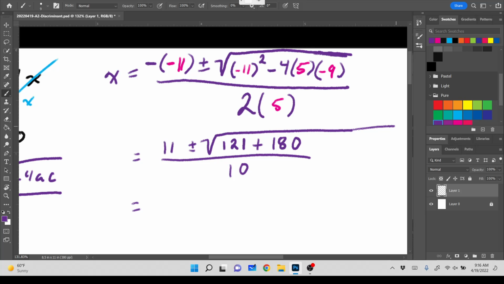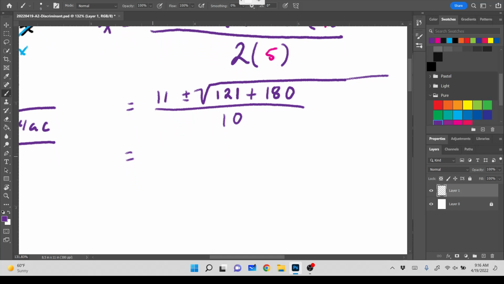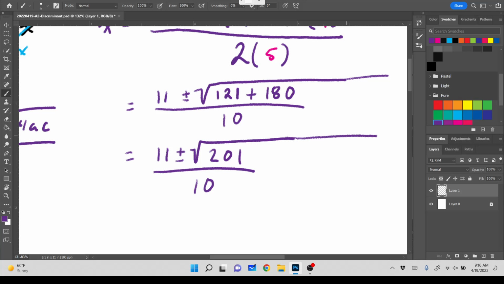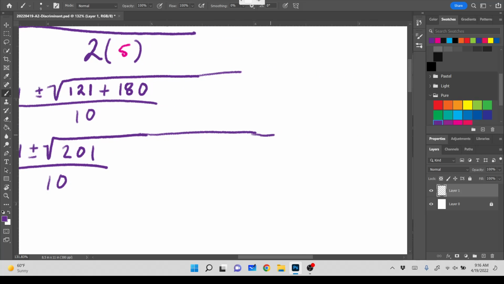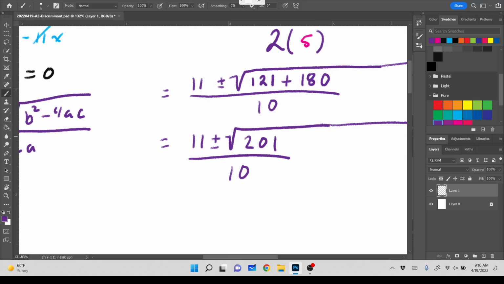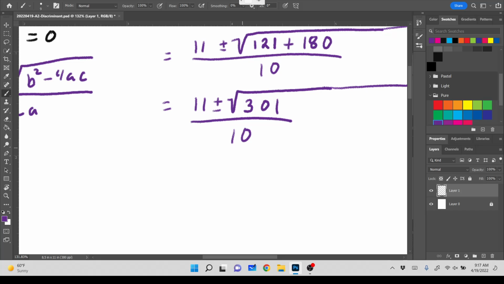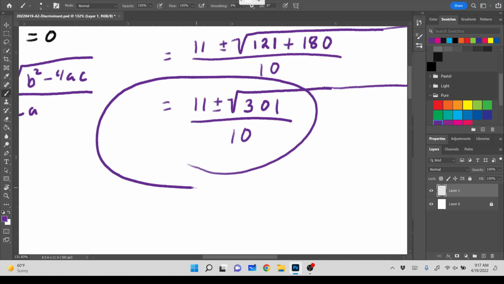Why are all y'all so busy? So then we end up with 11 plus or minus the square root of 201 over 10. Wait, isn't it 301? It is 301, you are correct, because arithmetic. Because it's the 1 and the 1 and then the 2 and the 8. 301 doesn't have any perfect squares in it. Well, that's the answer.